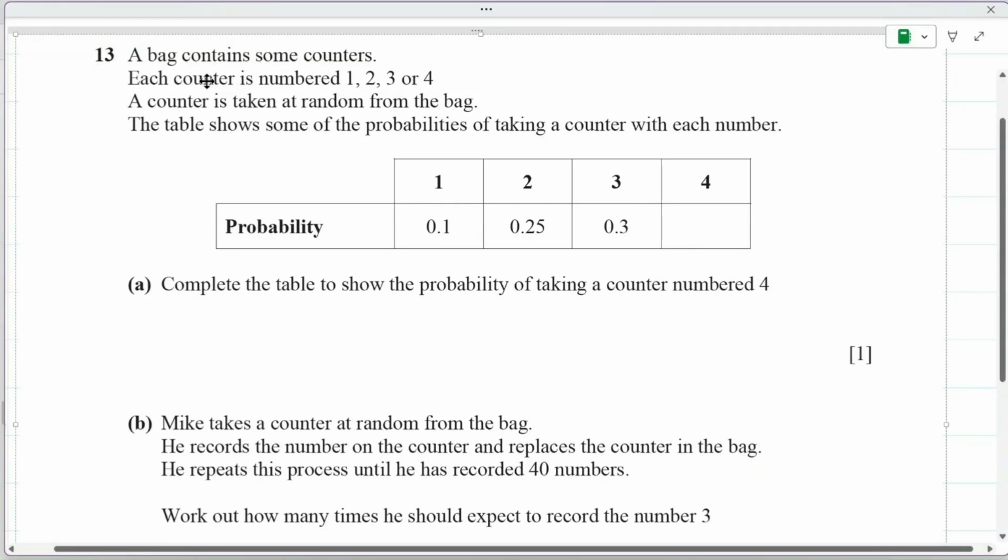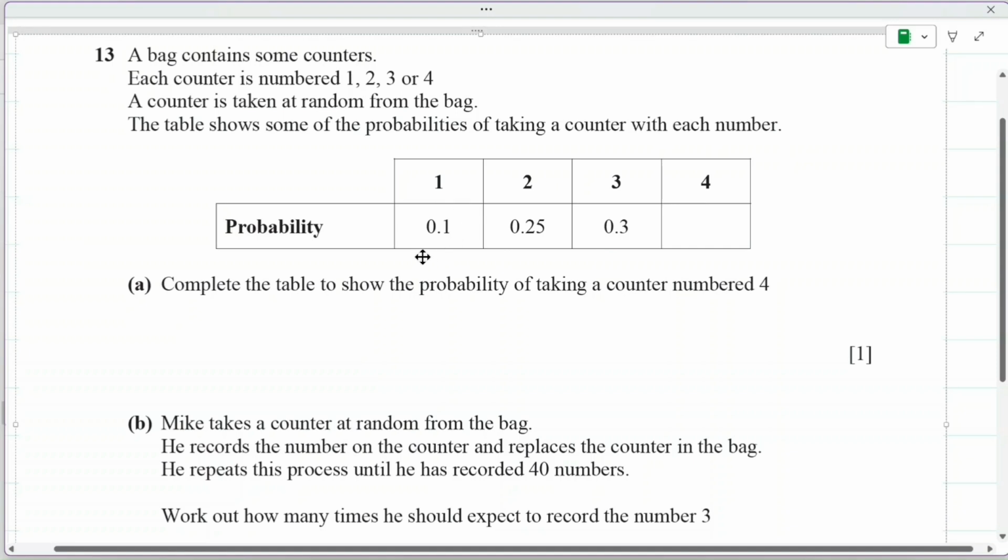Question 13. A bag contains some counters. Each counter is numbered 1, 2, 3, or 4. A counter is taken at random from the bag. The table shows some of the probabilities of taking a counter with each number.